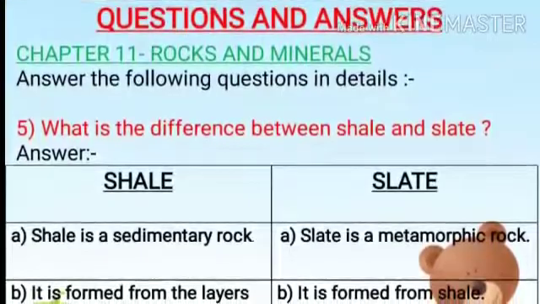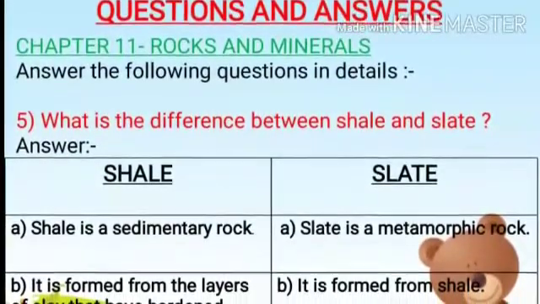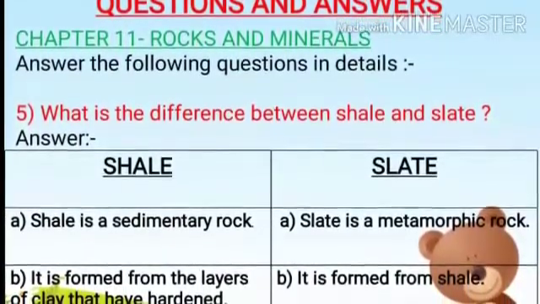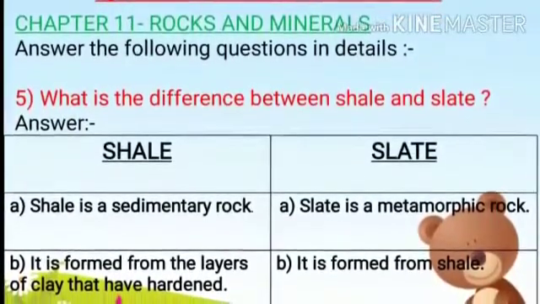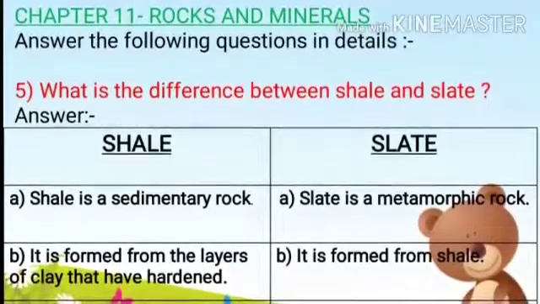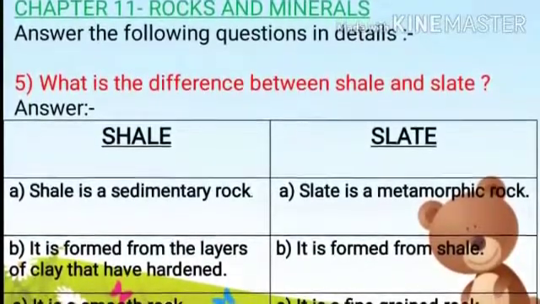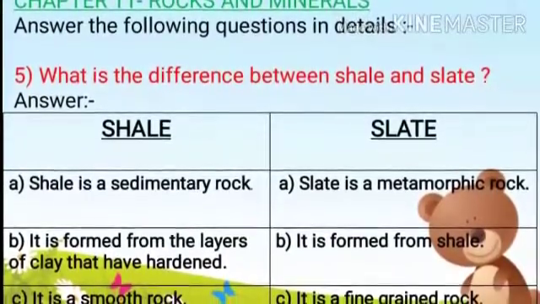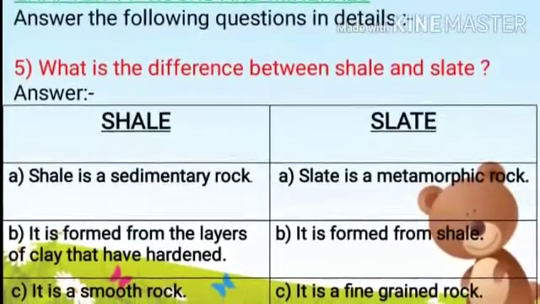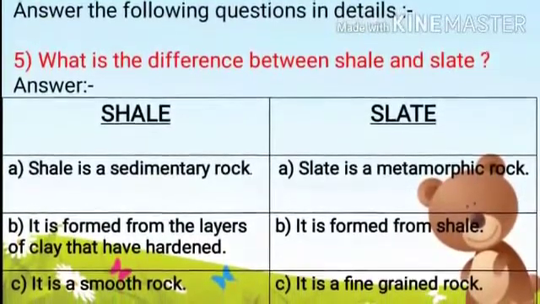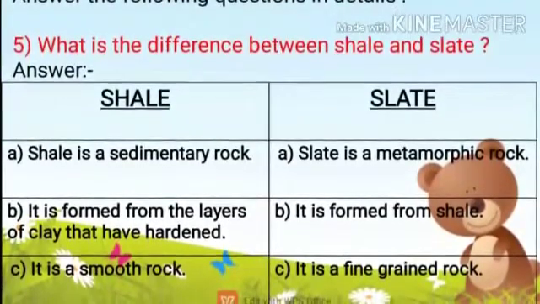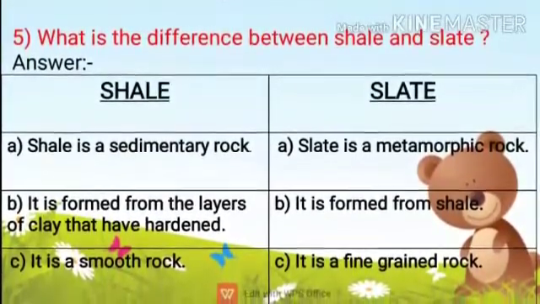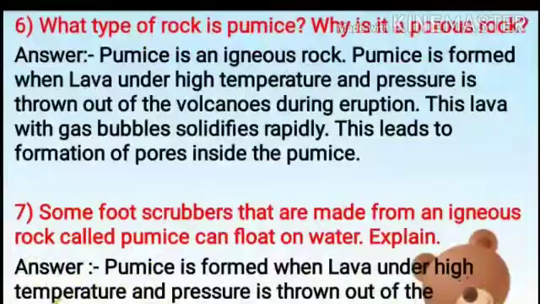Answer the following questions. You have to write this in your science notebook. Question number 5. What is the difference between shale and slate? You have to make 2 columns for shale and slate and then write the answer. Number A. Shale is a sedimentary rock. Slate is a metamorphic rock. Number B. It is formed from the layers of clay that have hardened. It is formed from shale. It is a smooth rock and it is a fine-grained rock.